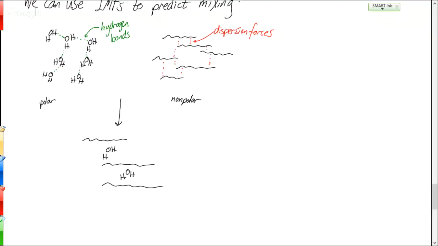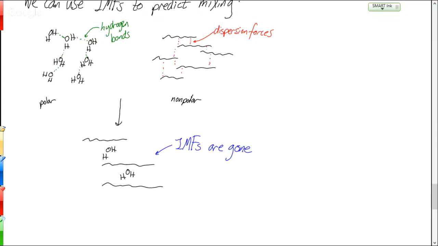So all those nice network of forces, the green ones and the red ones, are now gone when we try to put these things together. So this is a much less stable situation than if these things were to stay by themselves. And so this predicts that these actually wouldn't mix, and that's what we see. And we'll do a lab about this next week also. This is what we would predict, that in fact the water molecules and the nonpolar molecules would not mix together because they would lose all their forces.